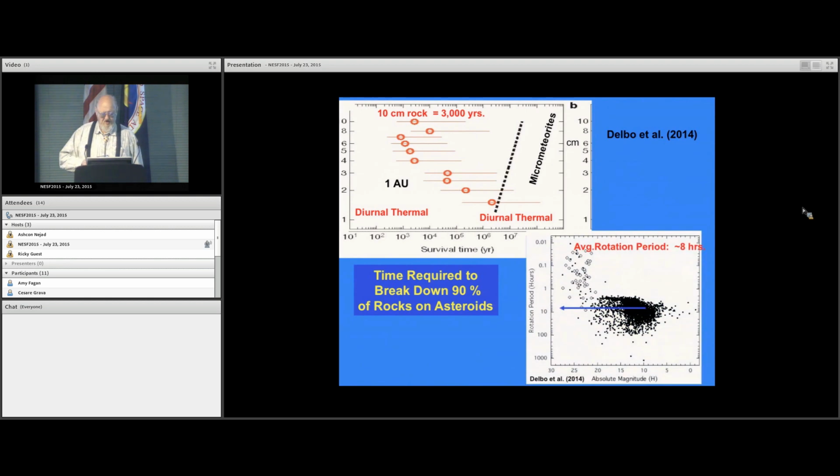Just to remind you, these little asteroids that we're talking about, which are so important, are spinning like little tops. The average rotation is about 8 hours. They're just hot, cold, hot, cold, hot, cold. Delta T is what's important.